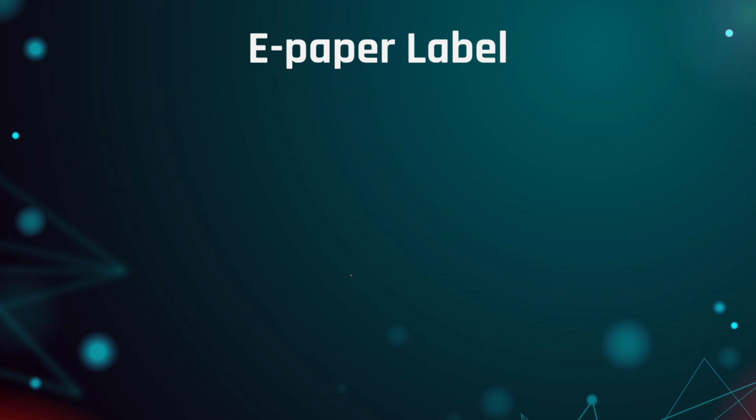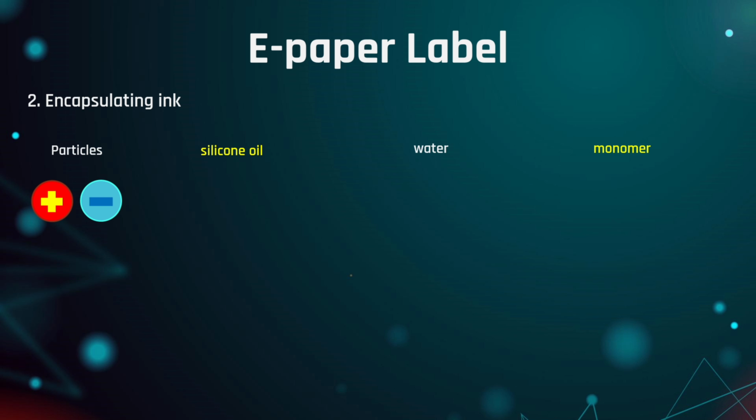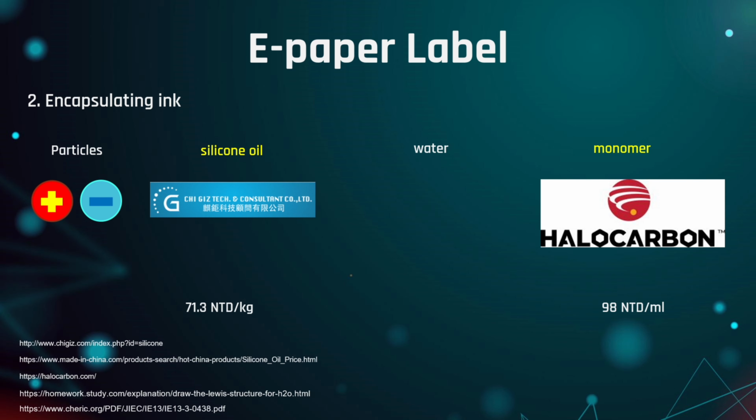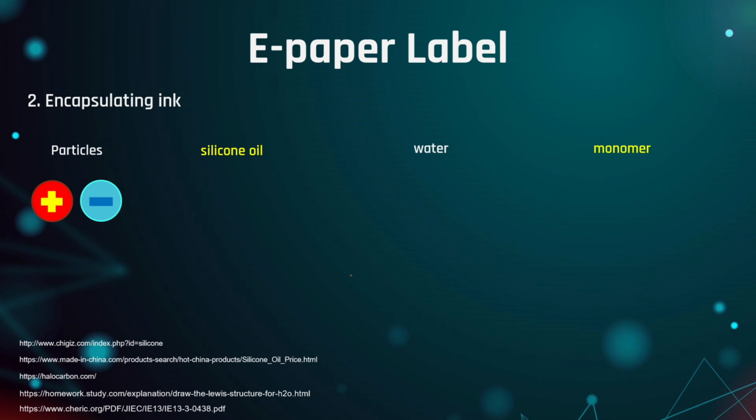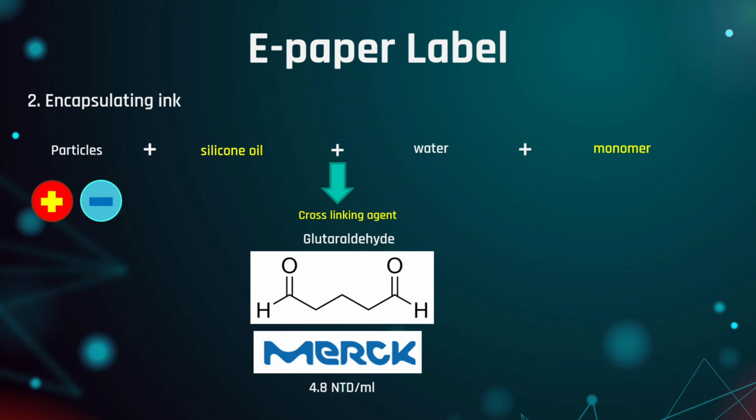The second step is to encapsulate the ink. Charged particles are mixed with silicone oil, water, and polymer monomers in organic solvent, and these are their structures and their main supplier for the above materials. By adding a cross-link agent, this is the common material in use, butyraldehyde, and this is its structure and main supplier and its prices.